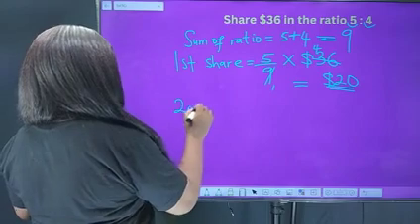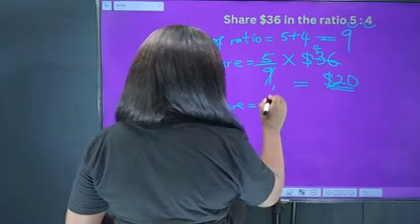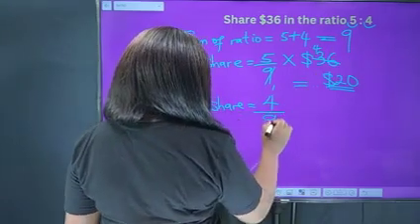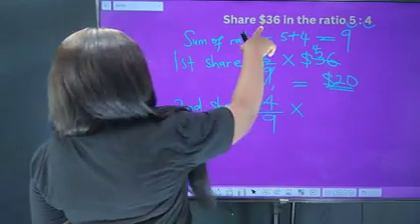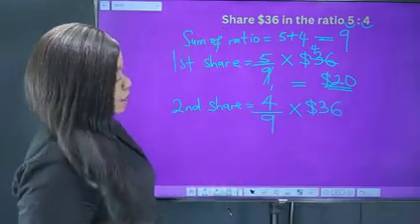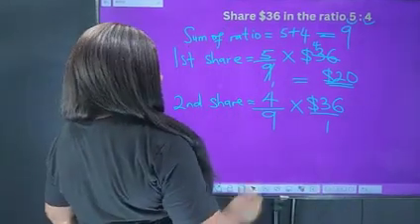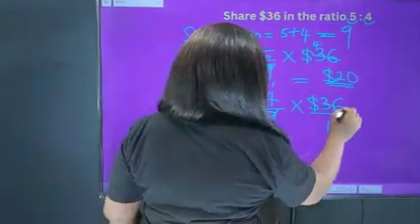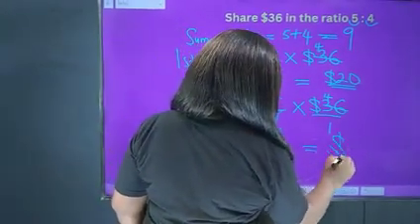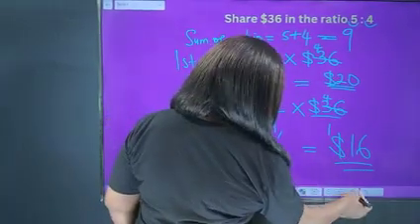Now the next one is the second share. The second ratio is 4. So we'll be using the second ratio for the second share divided by the total number of ratio, which is 9, times the item that is shared, $36. Okay? Now let's divide. Yes, we can also have it as over 1. 9 into 9 is 1. 9 into 36 is 4. That's $4. $4 times $4 is equal to $16. So this is the first share and this is the second share.